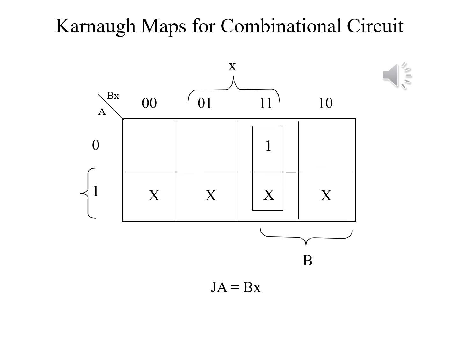Here we see the Karnaugh map for JA as a function of A and B at time t and X. From this we can tell that what we need to put into JA is the value of B at time t ANDed with X.